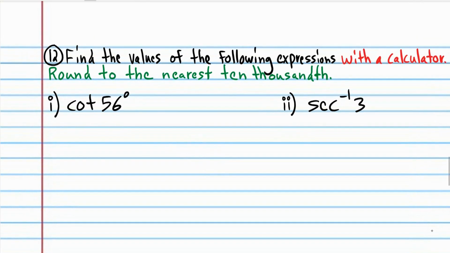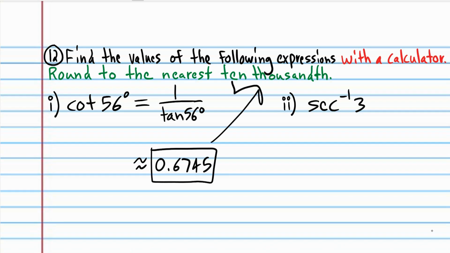Okay, we're back. So this is not a special angle, which means we're going to need to use the calculator, but our calculators don't have a cotangent button, so we have to use a reciprocal identity. And now we can use the calculator. 1 divided by tangent 56 is approximately 0.676745, and it says to round off to the nearest 10,000th. So make sure that you do that.